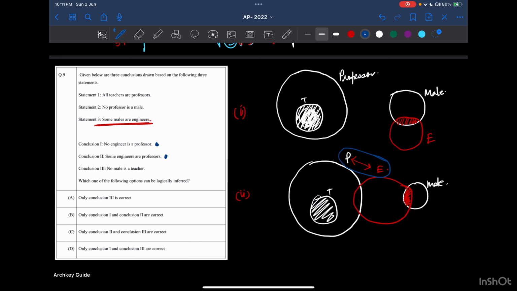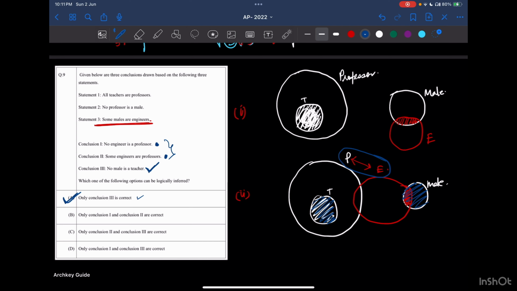Mark it. No male is a teacher. This we are sure about because there's no relationship between male and teacher. Fine. So this is a correct statement. What does the question finally ask? Which one of the following options can be logically inferred? Only conclusion 3 is correct, which is true. Only conclusion 1 and conclusion 2 are correct. We are not certain about this. Only 2 and 3 are correct. No, we are not certain about these combinations. So hence our answer would be A.